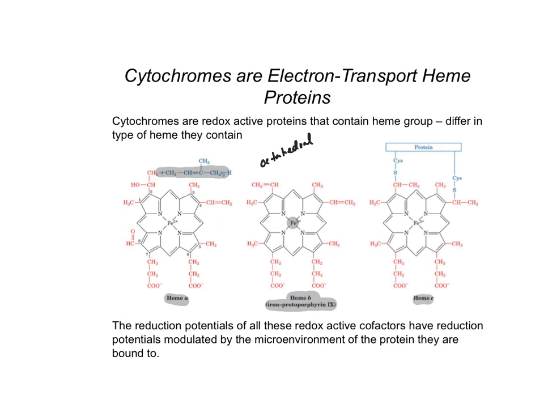The only difference between heme A, heme B, and heme C is the fact that heme C is actually covalently attached to the protein by the formation of these thiol bonds with the vinyl groups that are on the heme, okay? So heme C, we've got a covalent attachment. Heme B, it's non-covalent, but it's in the protein. And heme A, same thing, but we've got this nice hydrophobic tail attached to it.